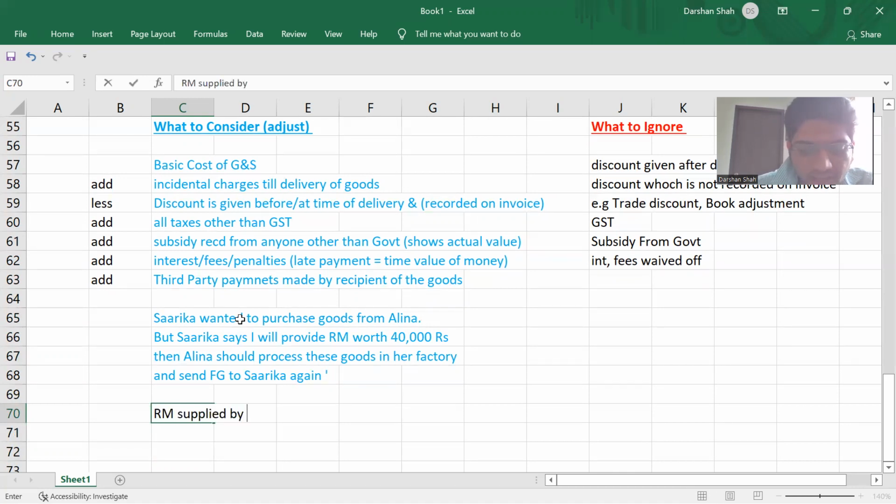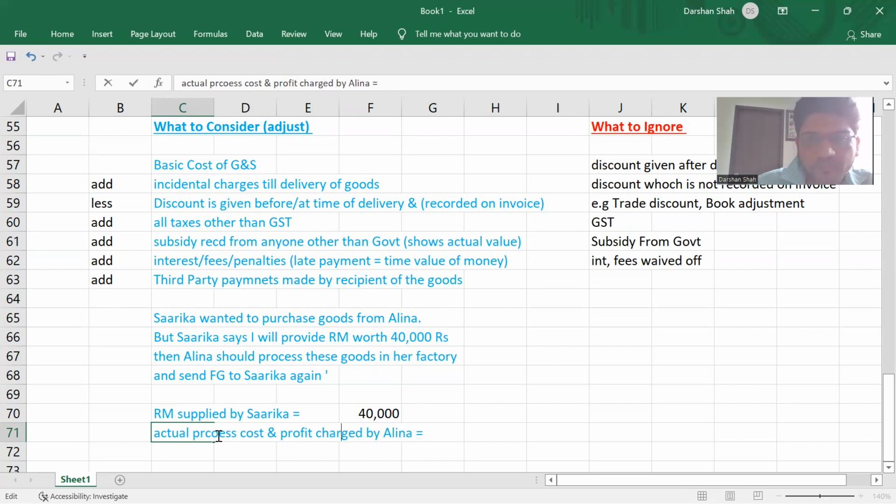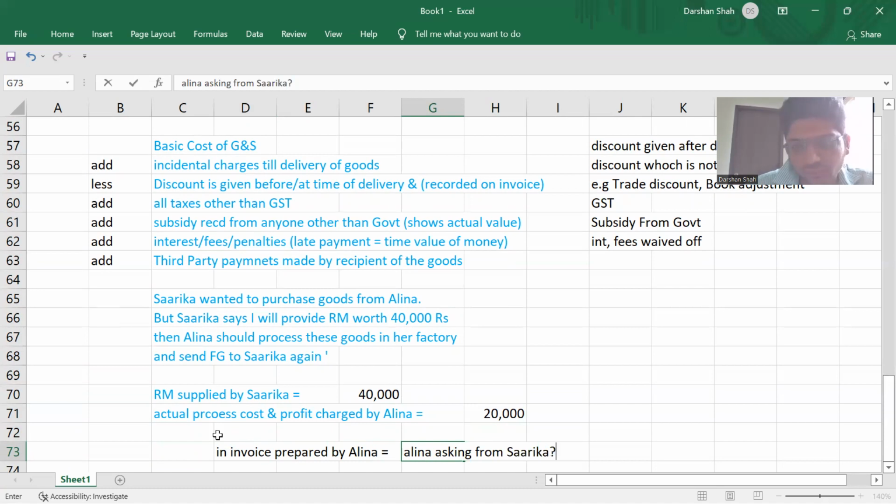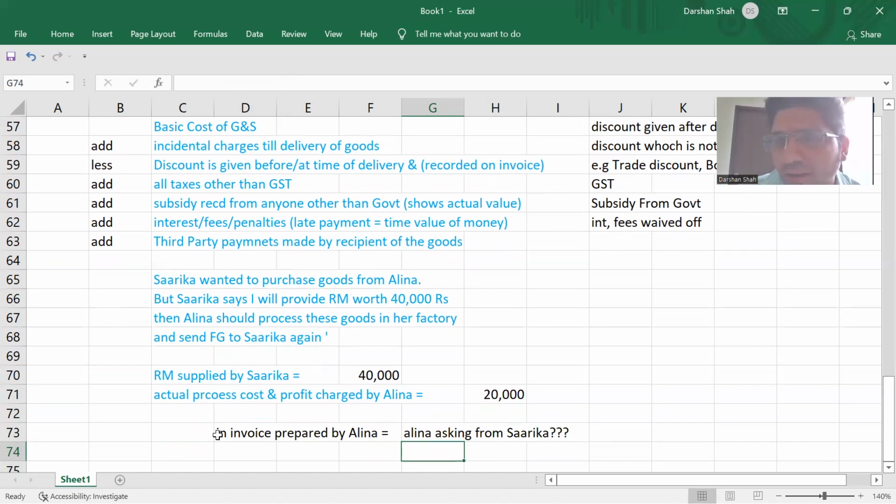So raw material supplied by Sarika is 40,000, and actual fees charged by Alina for processing, actual process cost and profit charged by Alina is, let us say, 20,000. So now you guys tell me, in the invoice prepared by Alina, how much is Alina asking from Sarika? How much should be the bill that Alina sends to Sarika? Should it be 40,000 or should it be 20,000?